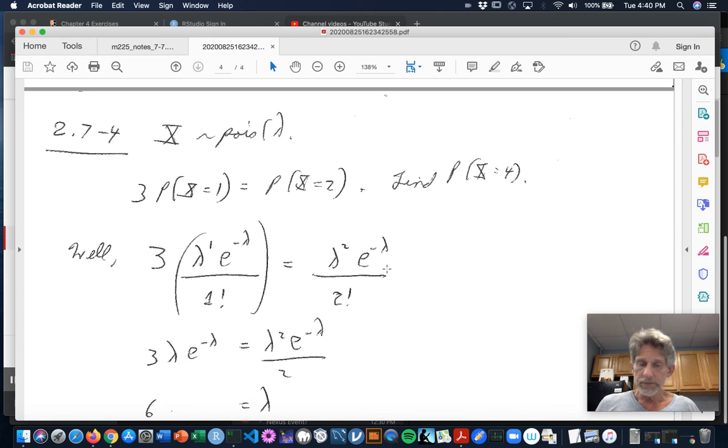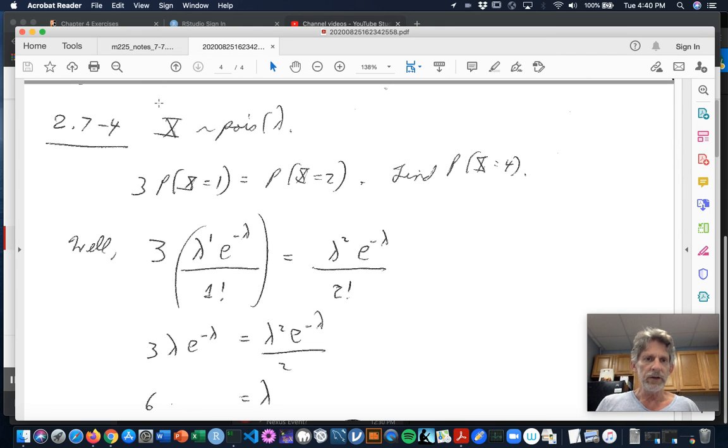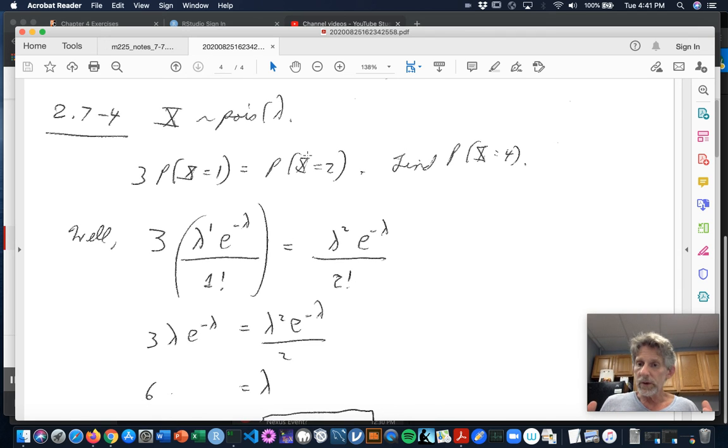How about number 4 from the section on Poisson random variables? This is a cool problem. X is a Poisson random variable with rate lambda. I've left off a closing parenthesis there, so let me just add that on. Anyway, we don't know lambda. We're told, though, that 3 times the chance that X is 1 is equal to the chance that X is 2. And just off of that, find the chance that X is 4.